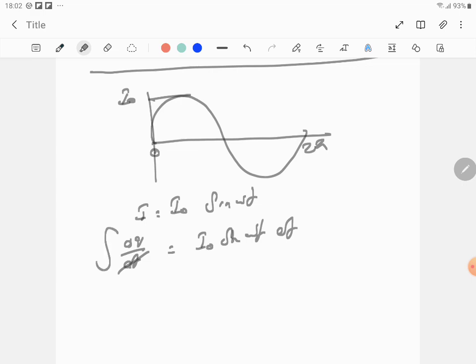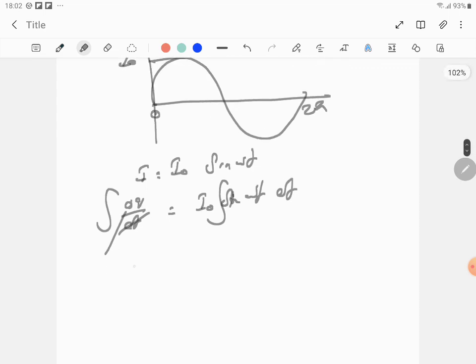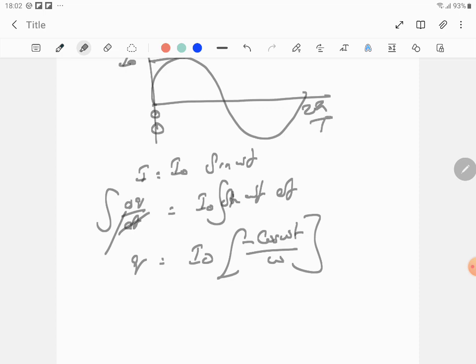Now you can integrate both sides. When you integrate dq, you get the total charge. So you get the charge q, and integration of sine omega t, you know, is minus cos omega t by omega, integrated over entire time period, which is 0 to 2 pi or 0 to capital T. If I put 0 to capital T, then I have to write t as capital T and omega as 2 pi by capital T. So T and T will get cancelled. Cos 2 pi will be cos 0's value, which is 1, correct? Upper limit minus lower limit.